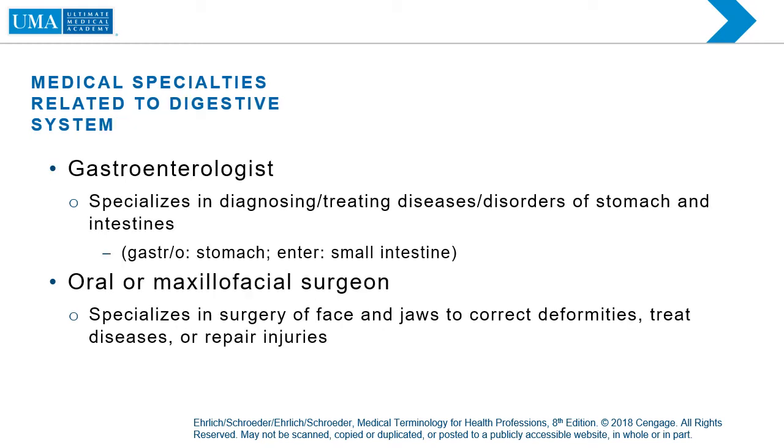Here we have a gastroenterologist, and this would be a physician who specializes in diagnosing and treating diseases within the stomach and the intestines. So if we were to break this word down, gastro meaning stomach. Remember, it has the letter O on the end because it's a combining form. Then we have enter, E-N-T-E-R, meaning the small intestine. And then we end with the suffix ologist, which means specialist.